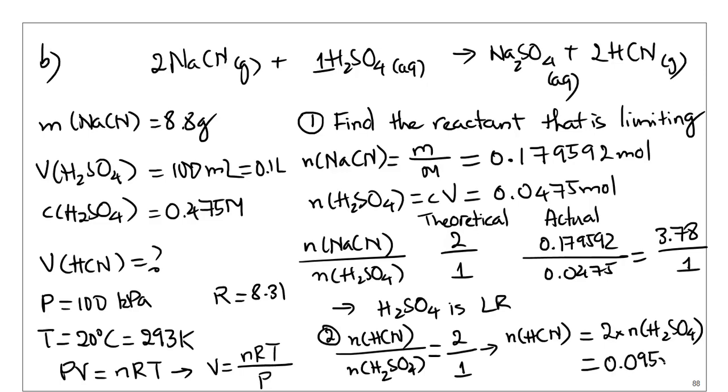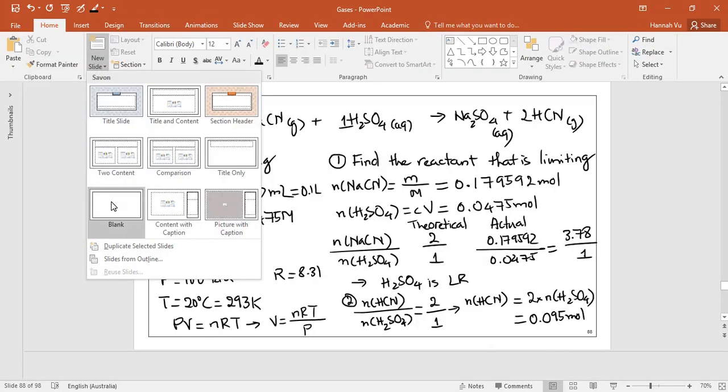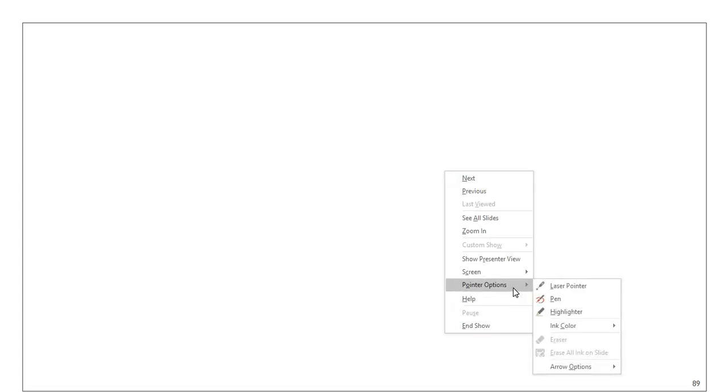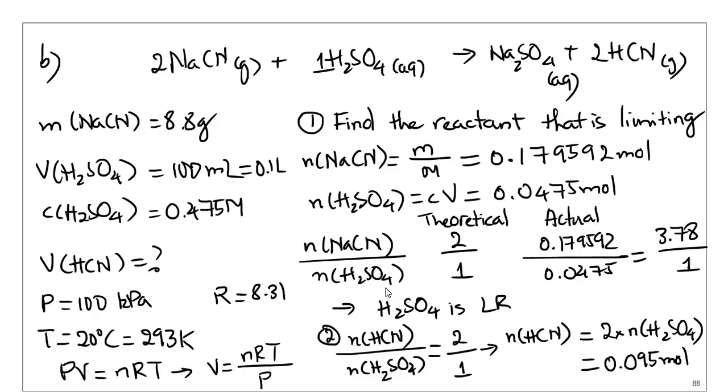Why does this happen to me? Right, so yes, I want to keep that, and I want to insert a new slide, and here we go again. There has to be a quicker way to do this. I just haven't investigated. I wouldn't say I haven't figured it out, because I haven't actually tried to figure it out at all. Alright, so that's the number of mole.